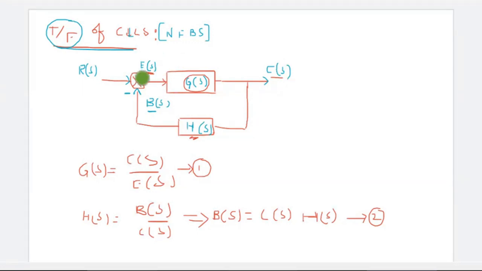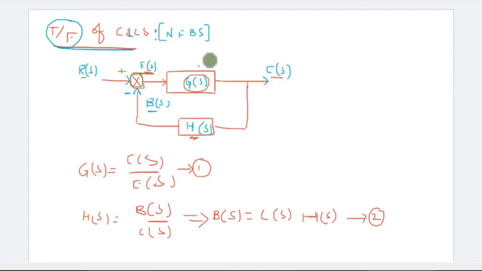Here E of S is the error signal, ma'am. This is not a gain. This is the summing point, right? The R of S is going to be added here and B of S is going to be subtracted from this R of S. So E of S is R of S minus B of S.